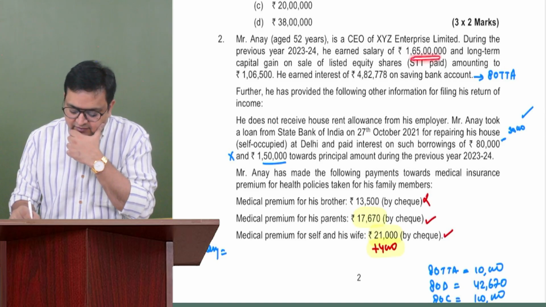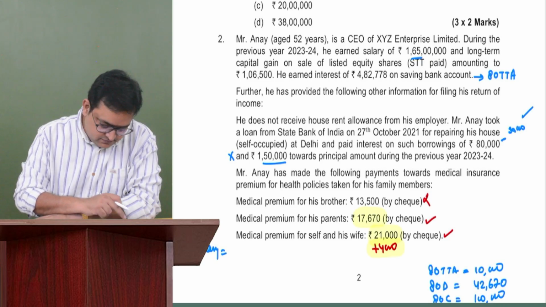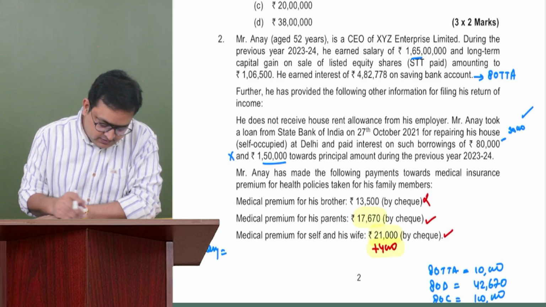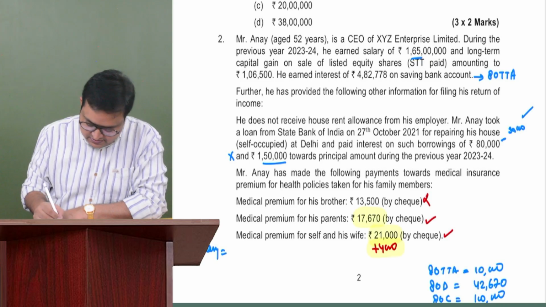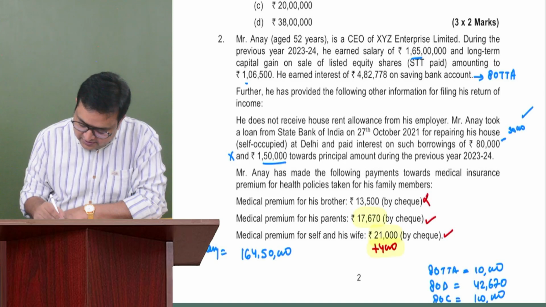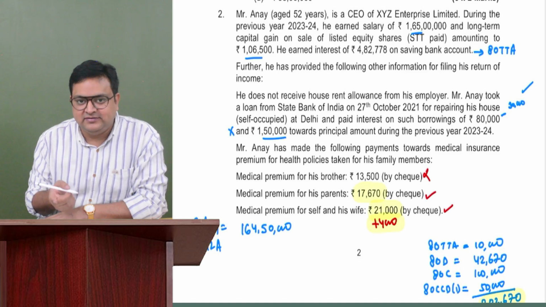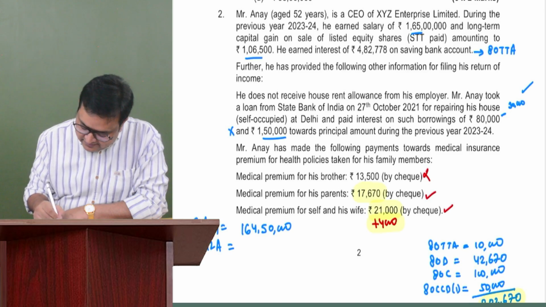So we will be giving 50,000 deduction from here. So it is 165 minus 50,000, sorry, 1 crore 64 lakh 50,000 would be his salary income, and he is earning long term capital gain. This is 112A. Please remember 112A. We have to compute its tax by giving an exemption of 1 lakh. So 112A is 106,500.